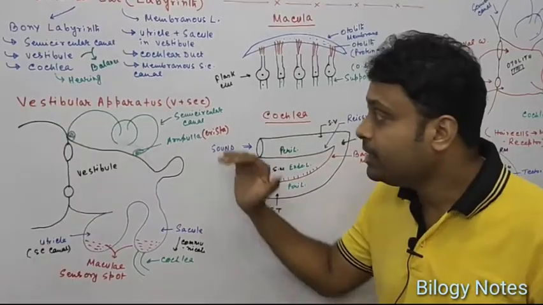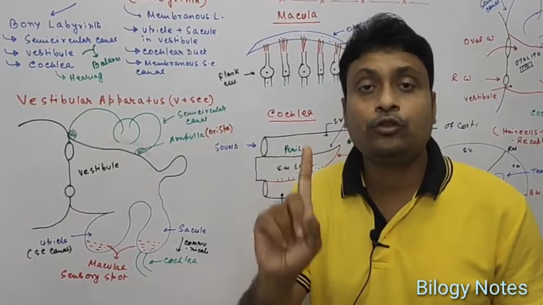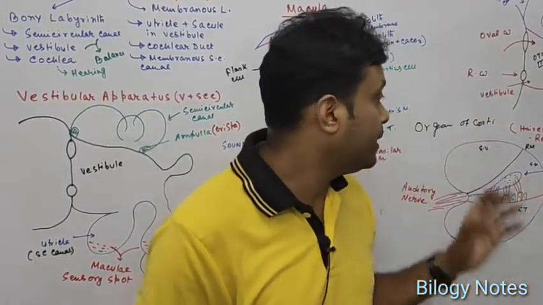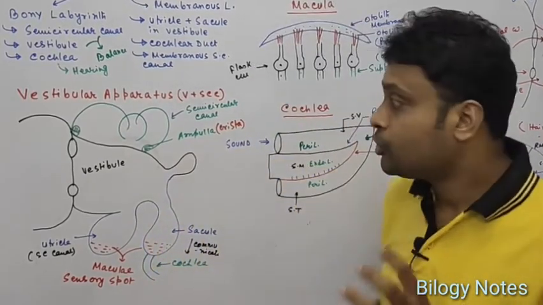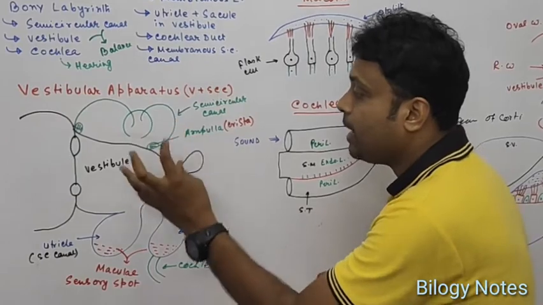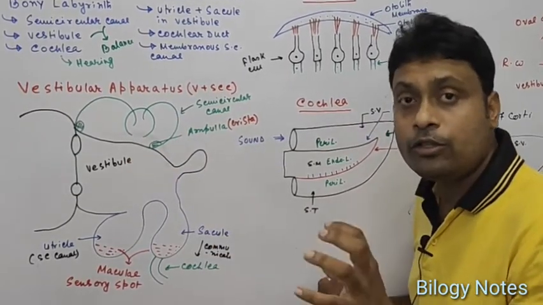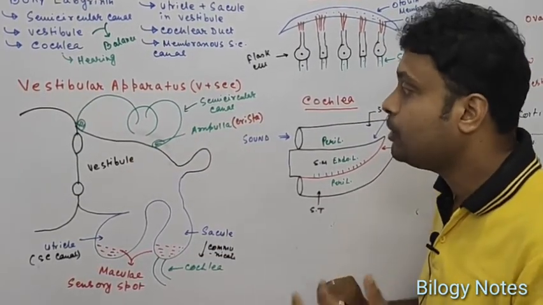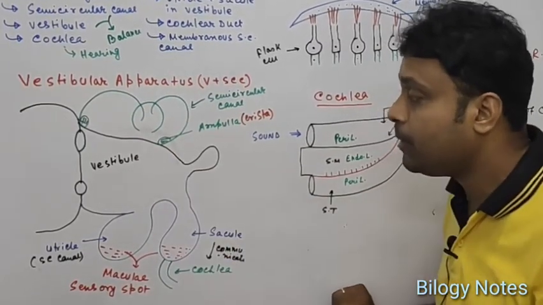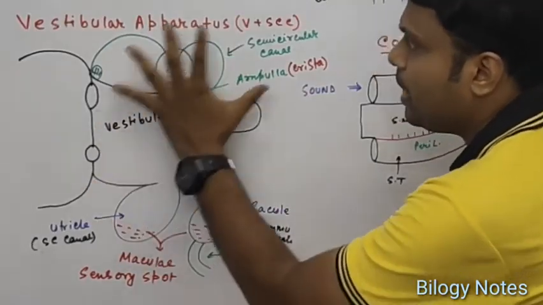Okay, now the internal ear can be divided into two broad regions. One is the vestibular apparatus and the other is the cochlea. The vestibular apparatus is made up of the semicircular canal and the vestibule, and also the membranous labyrinth which is present inside the semicircular canal and the vestibule. Okay, so this is the vestibular apparatus.